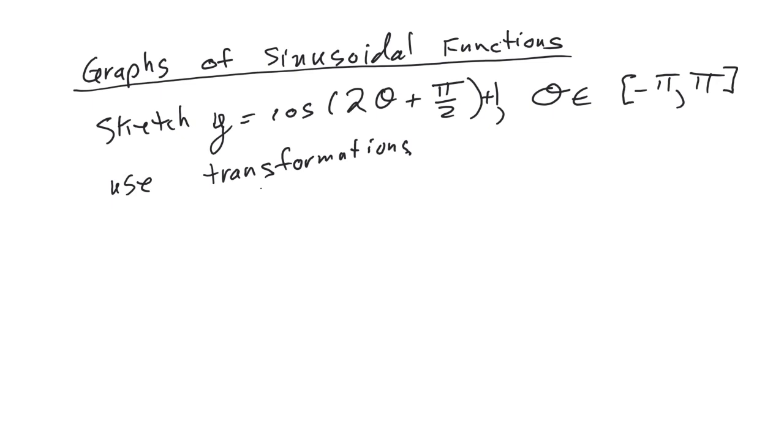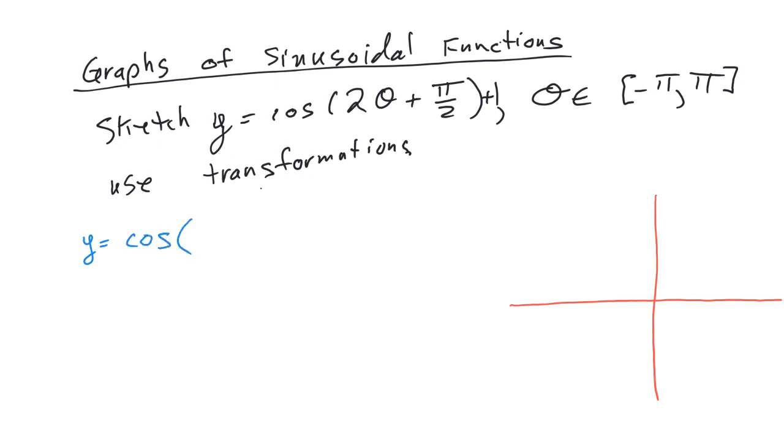So let's go and try to graph this problem using sinusoidal transformations. You're given this basic graph: y is equal to cosine of 2 theta plus pi over 2, plus 1. The first thing that we have to do is take a look at what the original function is when it's factored properly.